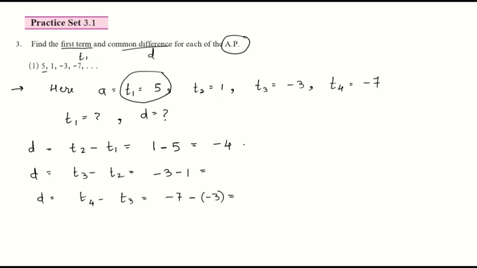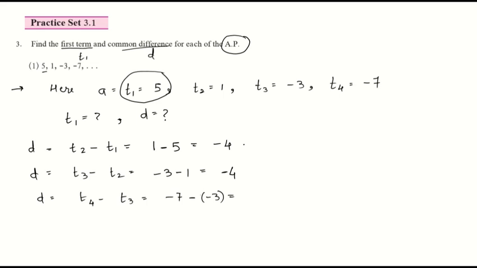So again to find D, T3 minus T2 is equal to, T3 is minus 3 minus T2 is 1. So minus into minus is plus. 3 plus 1 is 4 and sign of the bigger number is minus 4.